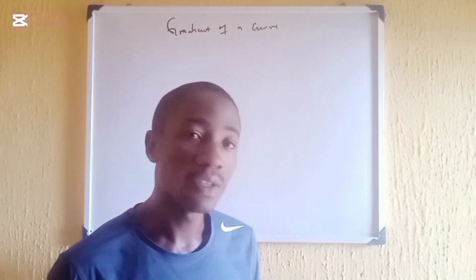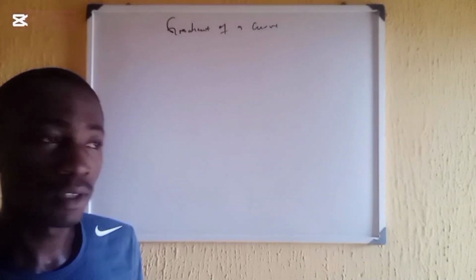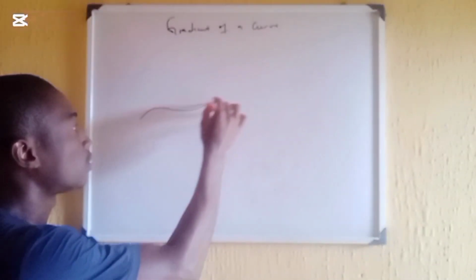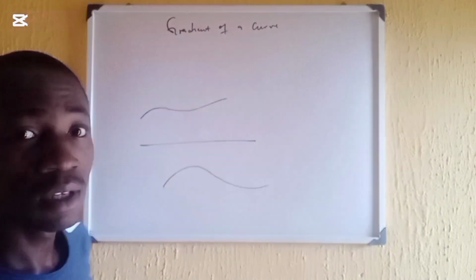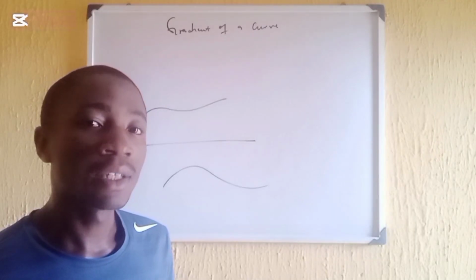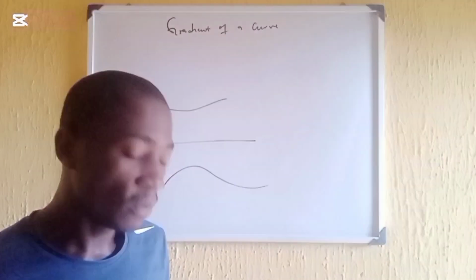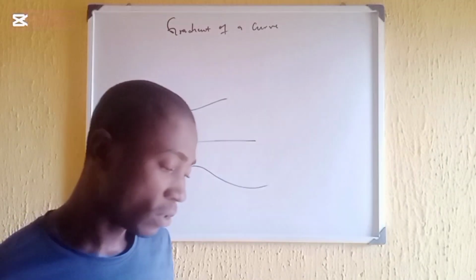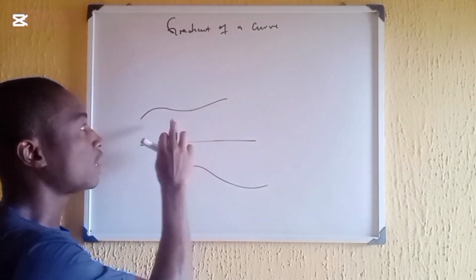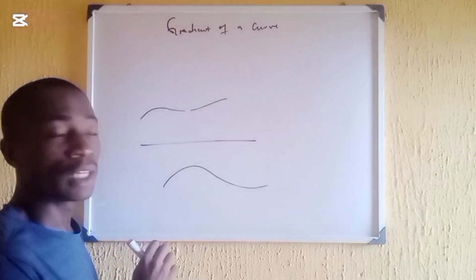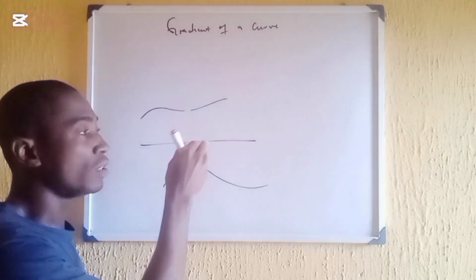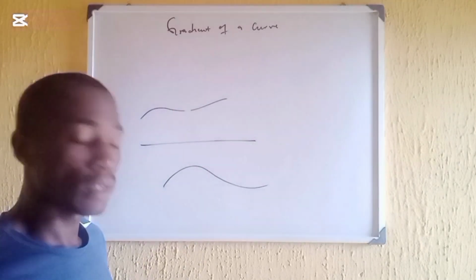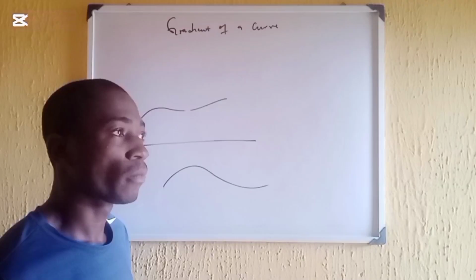A curve is a continuous path traced by a moving point. Now, take for instance, we have this. All these things are curves. So, what are the characteristics of a curve? The first one is that a curve has no jumps or gaps. So, you can see that we don't have a gap. Something like this is a gap, no matter how little. As long as there is a jump or gap, it's no longer a curve because it's not a continuous path.